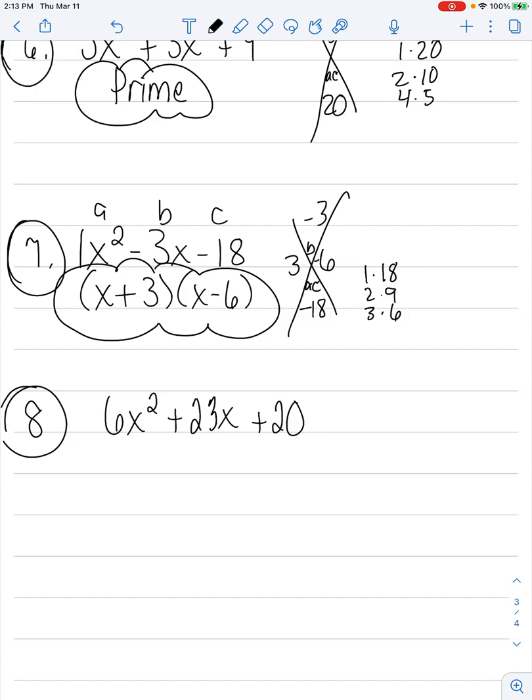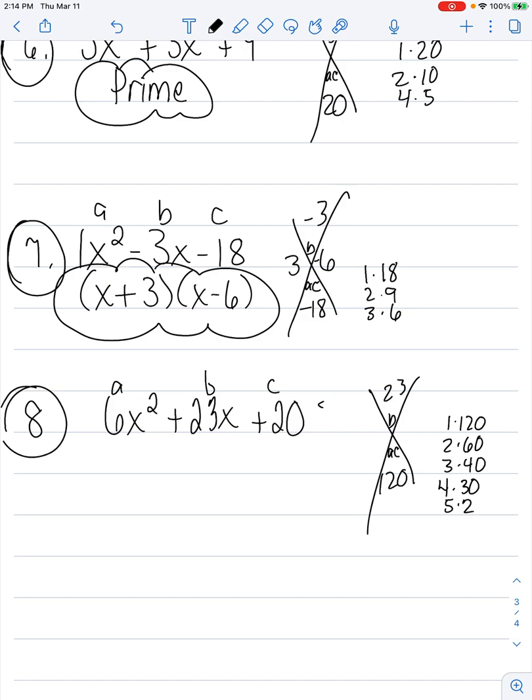Let's check and see how you did. I don't see a greatest common factor, so I'm going to go straight to Magic X has your back. A, B, C. So I have 23, and 6 times 20 is 120. So this is a little bit of a bigger one. So I've got 1 times 120, 2 times 60, 3 times 40, 4 times 30. Let me not forget that one. 4 times 30, 5 will go in there.